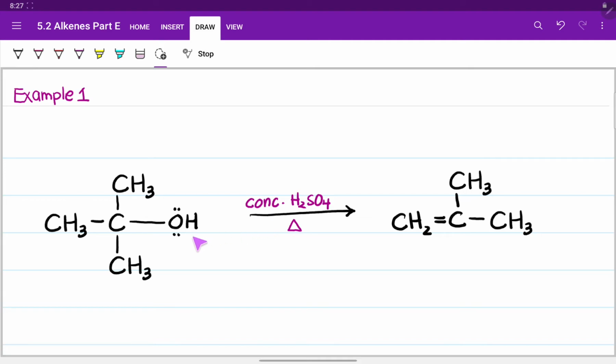heat. Okay, so nanti when we start doing the mechanism, we need to show the lone pair of electrons on the oxygen pada hydroxyl group dekat sini, because this is our reactive site dekat mana reaction akan berlaku. Okay, so now let's look step by step macam mana kita buat dehydration of alcohol. Okay, so untuk example 1 ni, saya akan tunjukkan satu example yang akan hasilkan satu produk sahaja dulu.